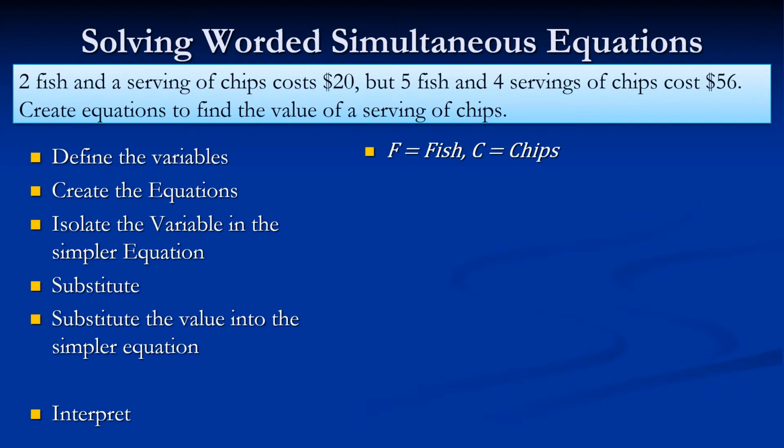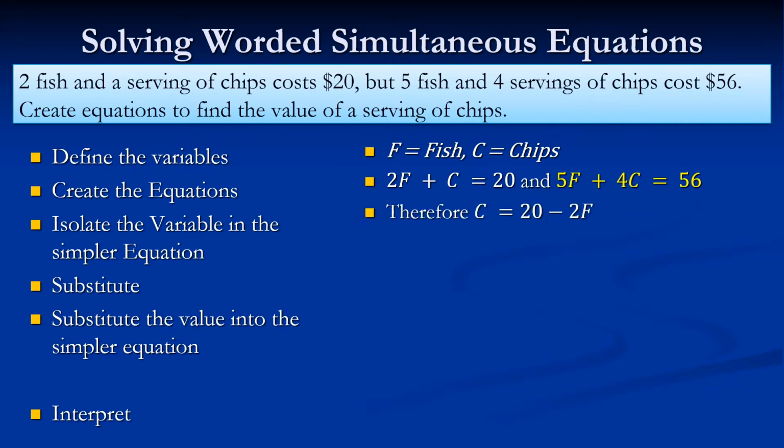So first of all, let's define the variables. Well, let's make f equal fish and c equal chips. Then we're going to create the equations. So 2f, so 2 fish and 1 chips equals $20, but 5 fish and 4 chips equals $56. Therefore, we can say that the chips equals $20 take away 2 lots of fish.